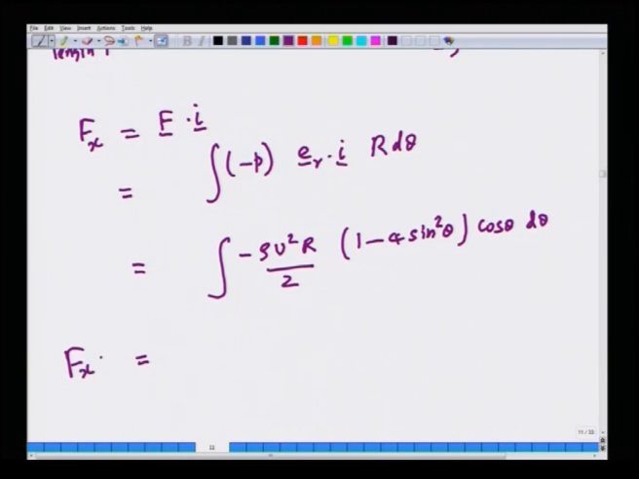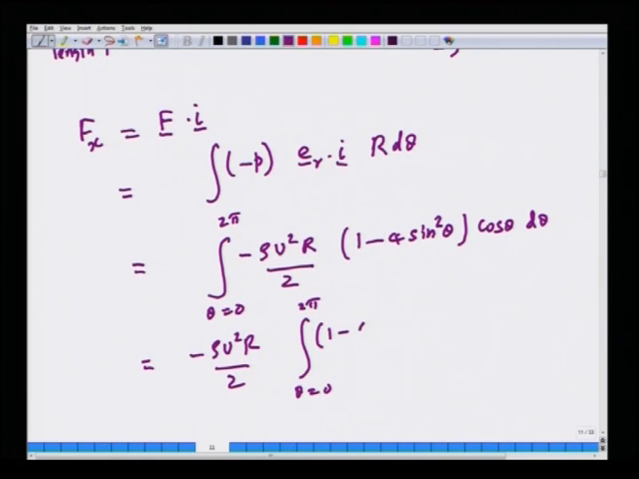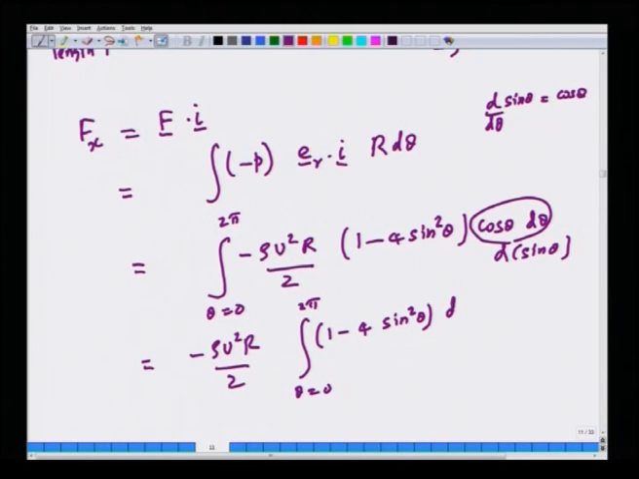So, the x component of the force is nothing but minus rho u squared. Sorry, before I do that, I look at this expression. So, theta is going from 0 to 2 pi. So, this is equal to minus rho u squared r by 2, theta from 0 to 2 pi, 1 minus 4 sin squared theta. d theta of sin theta is cos theta. So, instead of cos theta d theta, I will write d of sin theta.